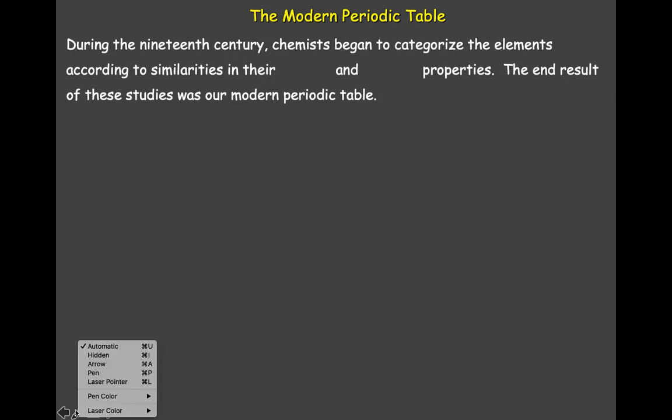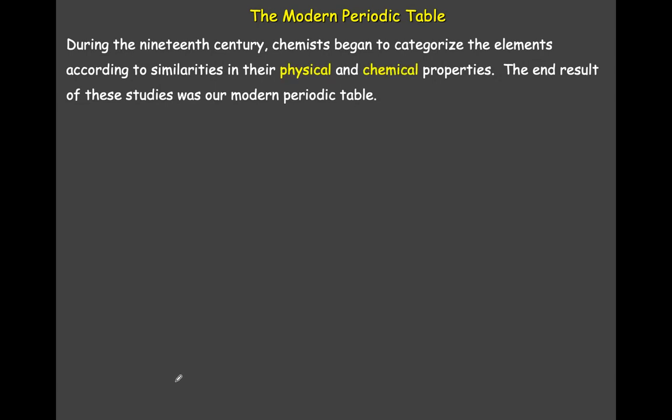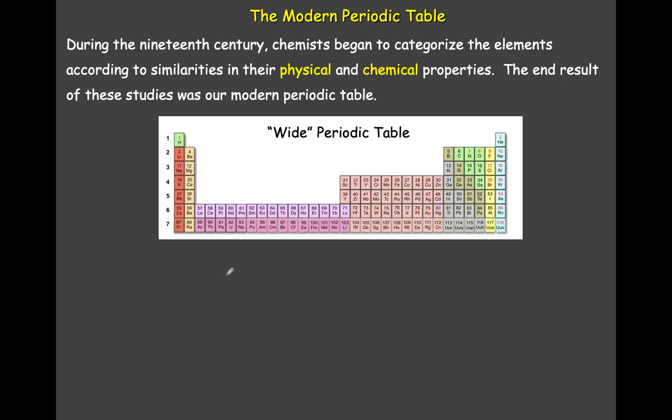The interesting thing about this is that we really didn't have much information, but we did have relative atomic masses or atomic weights, really comparisons of the elements with hydrogen. They grouped them according to their physical and chemical properties, and that was the way we started doing this. The end result was this modern periodic table.